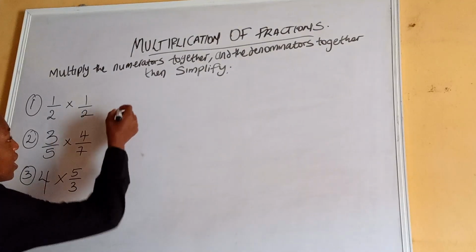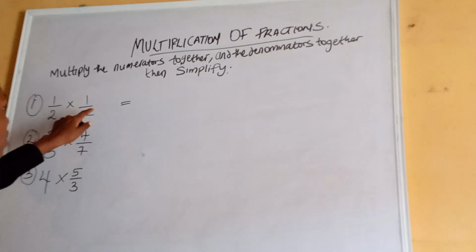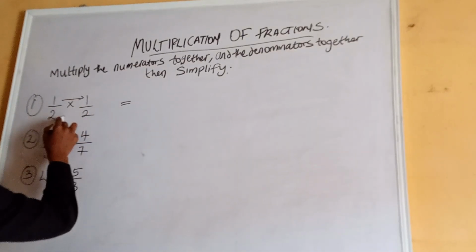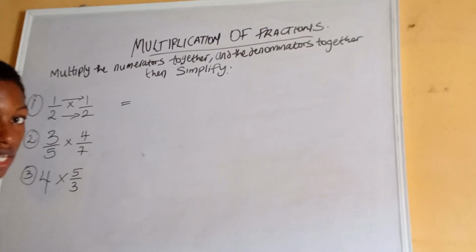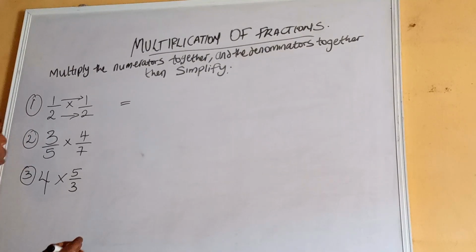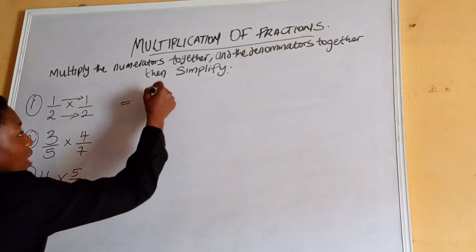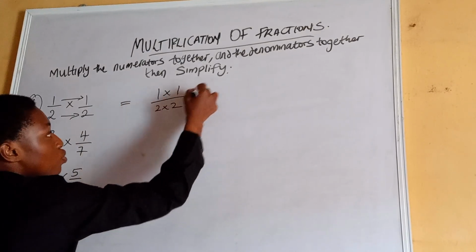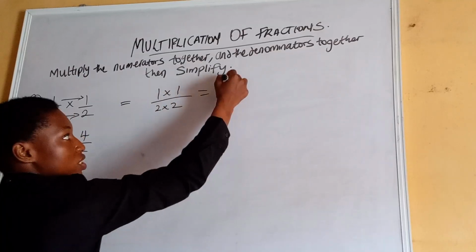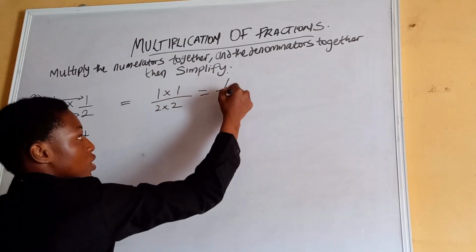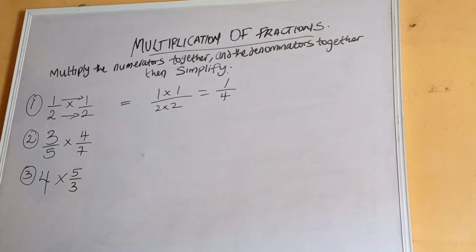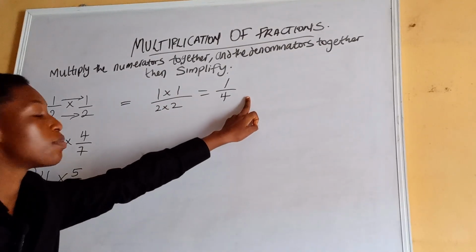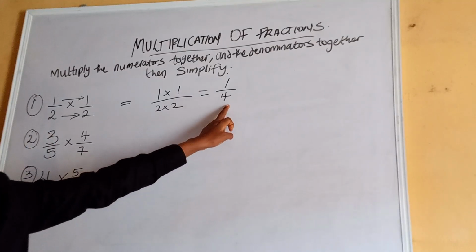Over here we have 1 all over 2 times 1 all over 2. You simply multiply this together and then this together, and you get your answer: 1 all over 4. In a way, it can also be written like this: 1 times 1 all over 2 times 2, which gives you 1 times 1 is 1, all over 2 times 2 is 4. Now, this is already in its simplest version, so you cannot simplify this.